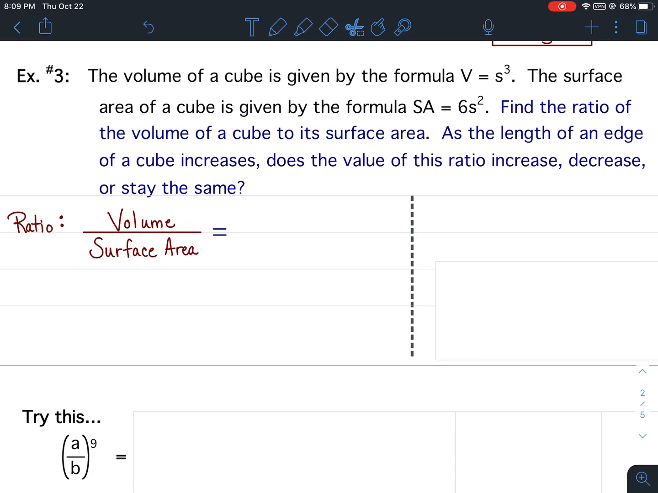So we're going to find the ratio of the volume to surface area. As the length of an edge of the cube increases, does the value of this ratio increase, decrease, or stay the same? Well, the first thing we need to do is find the ratio. So the ratio they say is volume to surface area. Since they said volume first, that would go in the numerator, surface area would go in the denominator. So we're going to put volume over surface area.